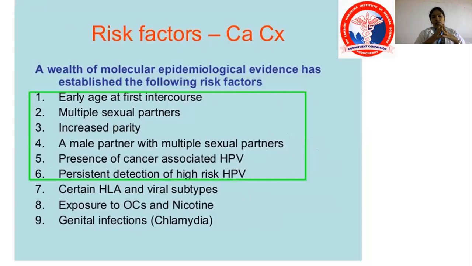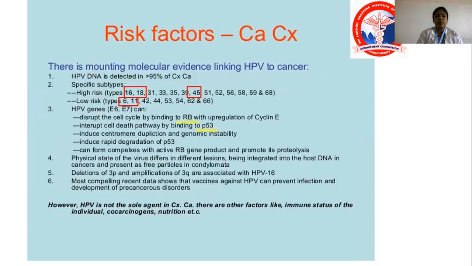So what are all the risk factors of CA cervix? Early age at first intercourse, multiple sexual partners, increased parity, a male partner with multiple sexual partners, presence of cancer-associated human papilloma virus, persistent detection of high risk human papilloma virus in the pap smears, certain HLA and viral subtypes, exposure to nicotine and oral contraceptives, and certain genital infections with chlamydia. So the most important risk factor of CA cervix is human papilloma virus that you have to remember.